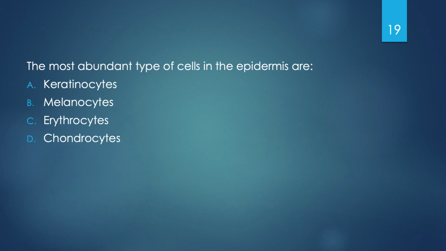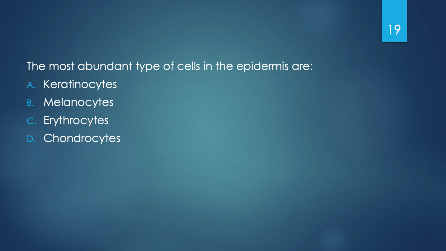Pop quiz time. The most abundant type of cells in the epidermis are A. keratinocytes, B. melanocytes, C. erythrocytes, or D. chondrocytes. Well, starting from the bottom and working up is D. chondrocytes, cartilage. We don't have cartilage in the epidermis, so you can rule that out. C. erythrocytes, that's red blood cells, so no.